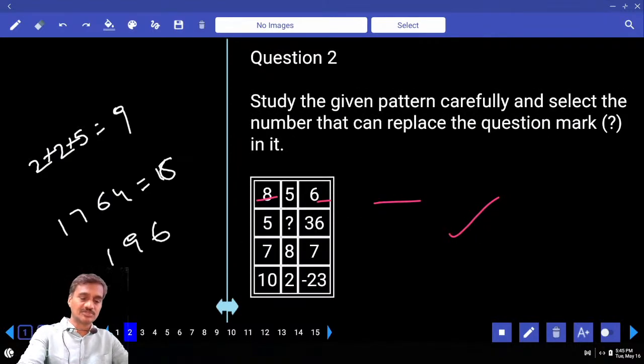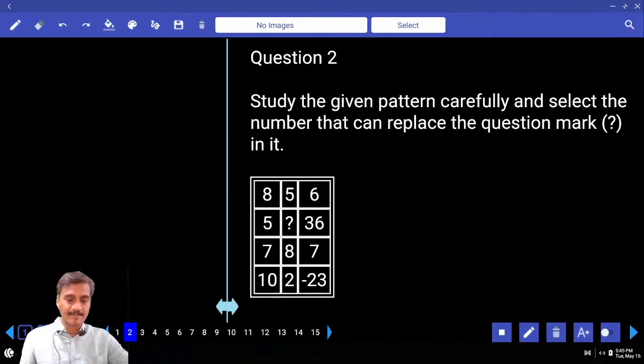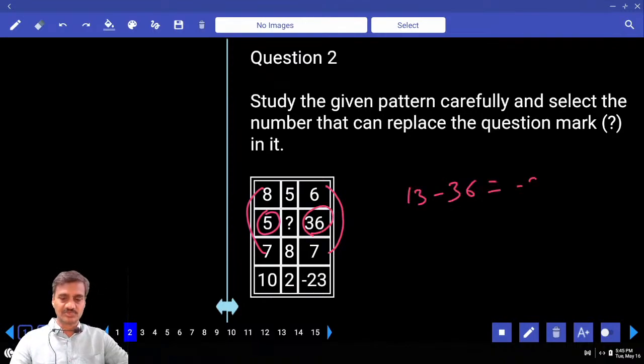Then coming to question number 2. My second one. Now 8 plus 7, 15. Minus the second number 5. Now 6 plus 7, 13. And minus 36. 13 minus 36, that is minus 23.